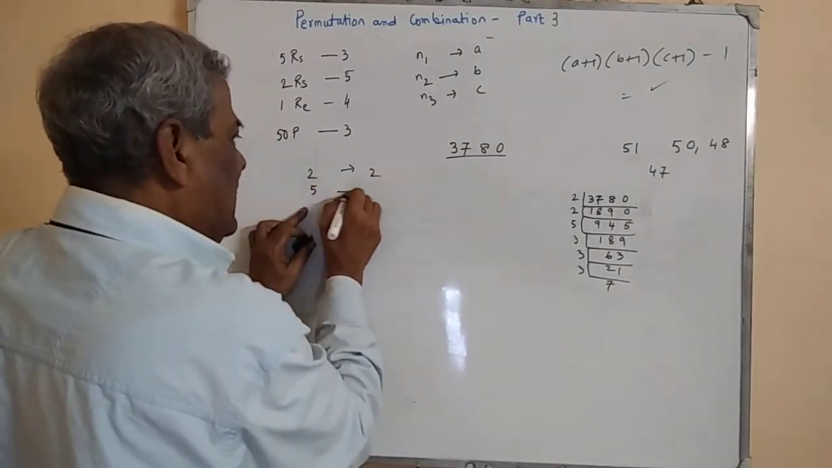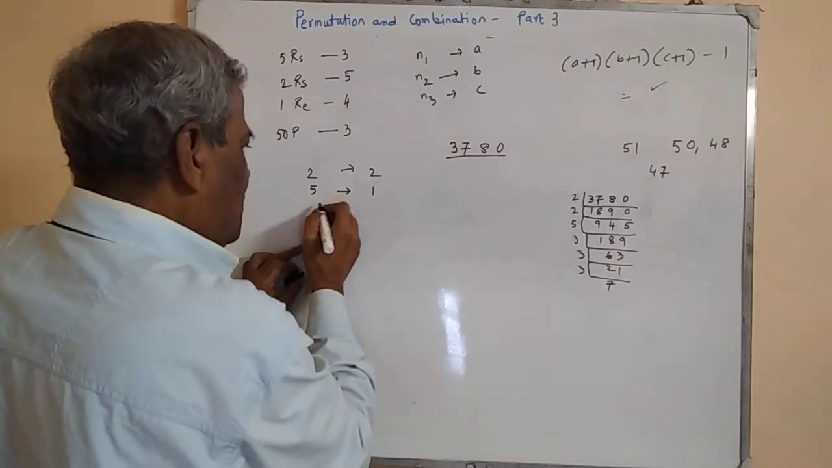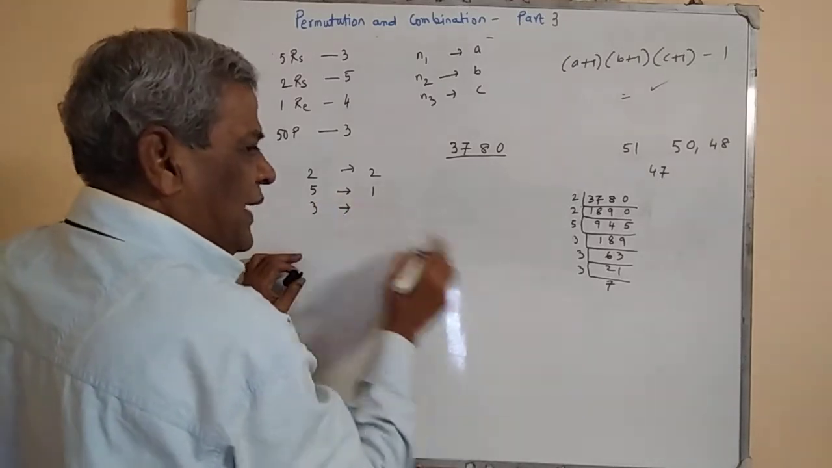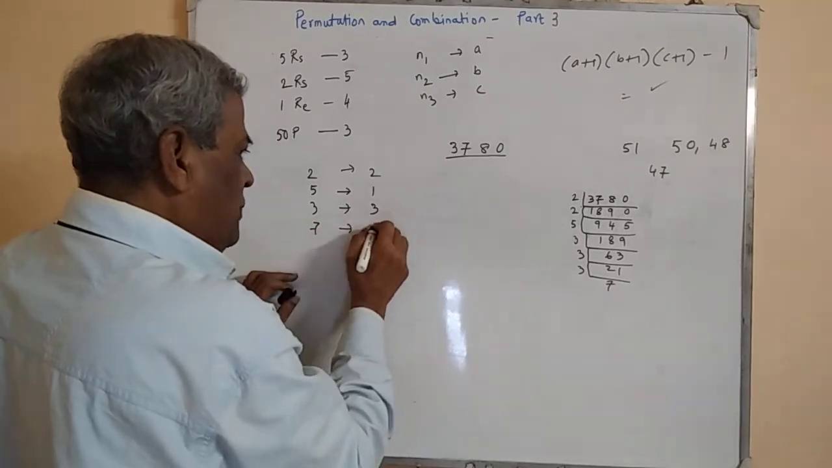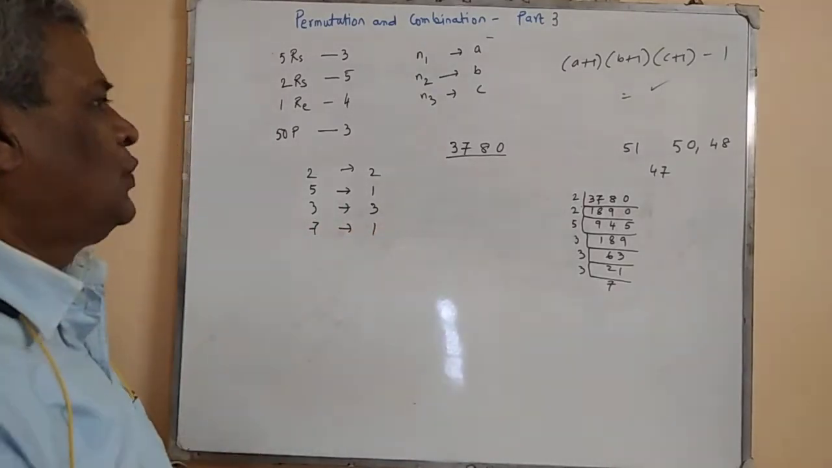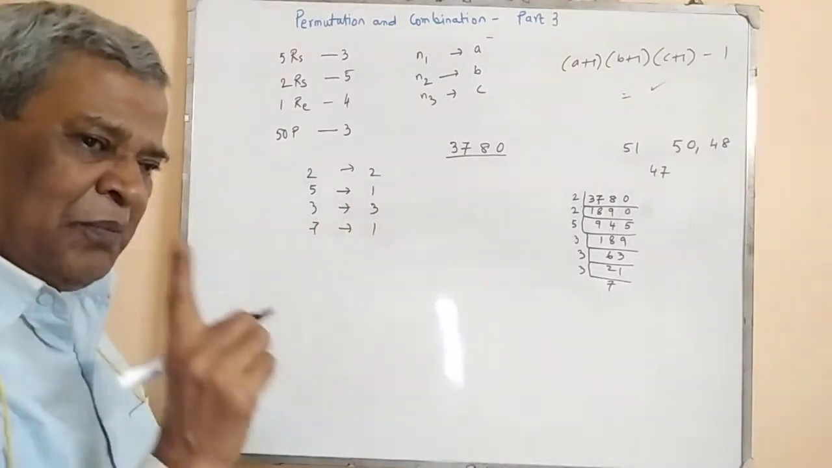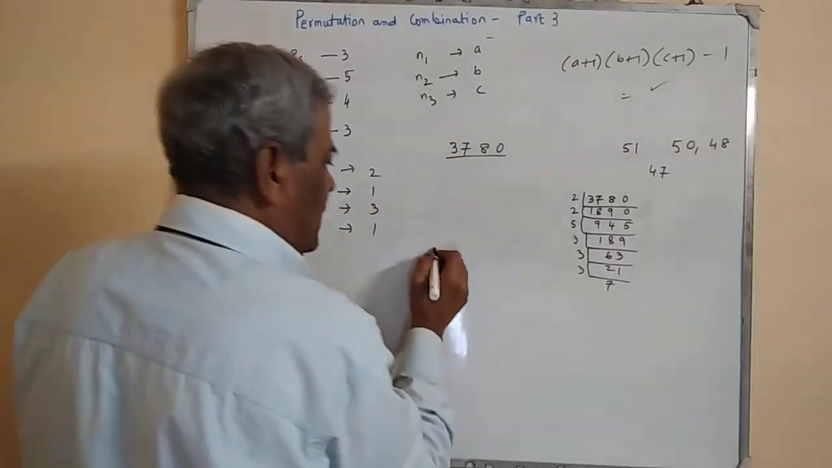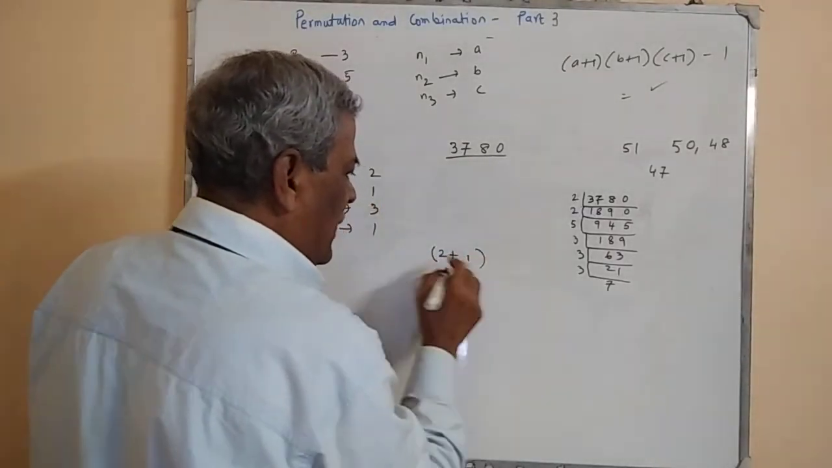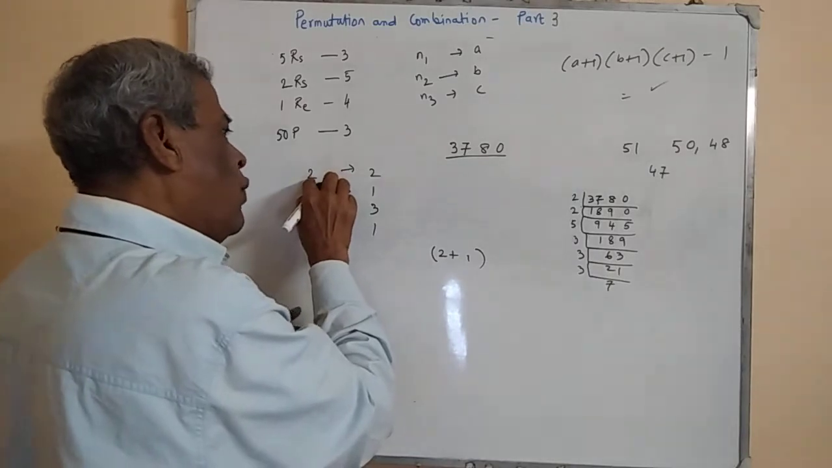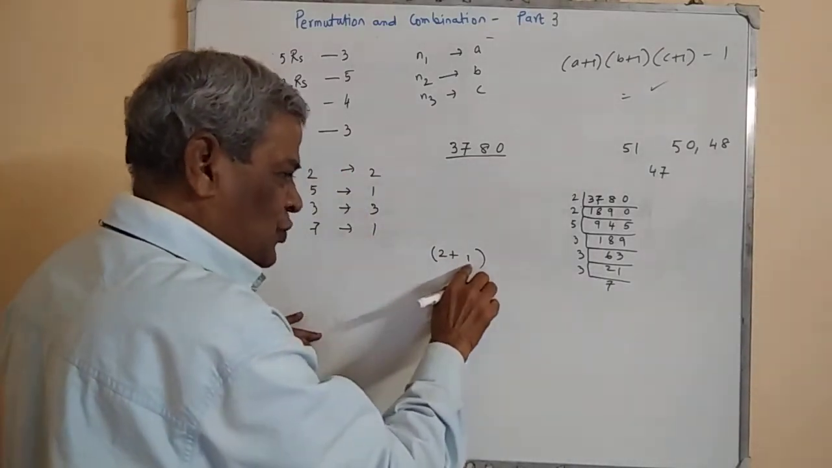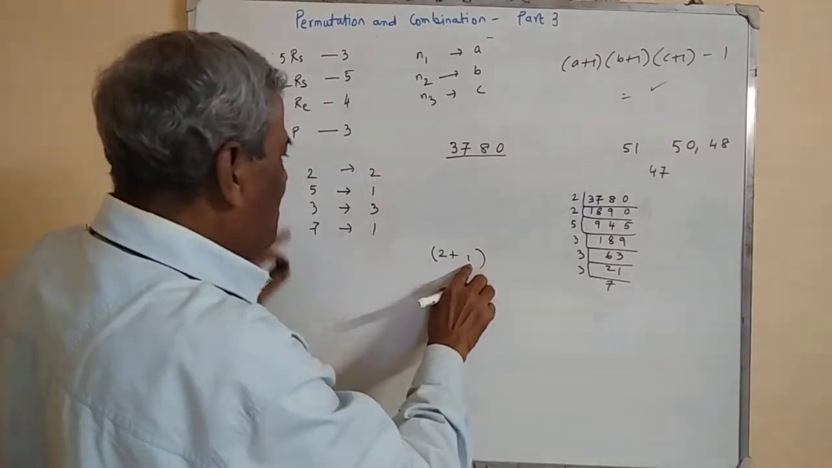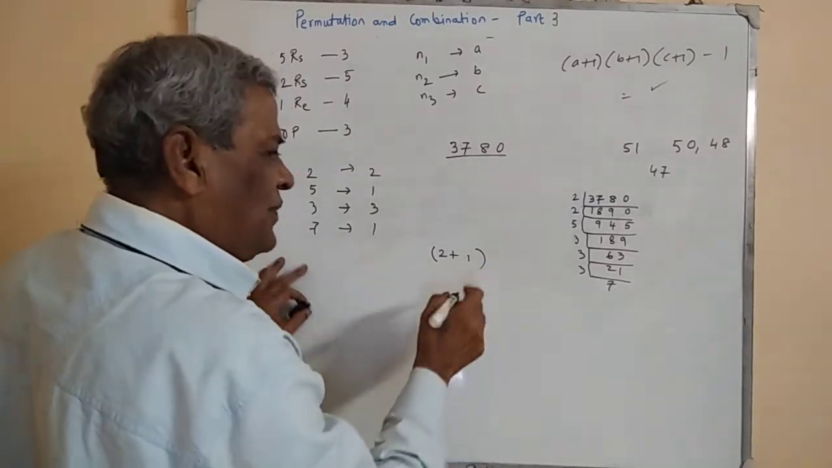5 is repeated 1 time. 3 is repeated 3 times. And 7 is repeated once. So the total number of factors is (2 plus 1). Why 2 plus 1? Using 1 two, or 2 twos, or no 2. In that case, the factors will be from there.